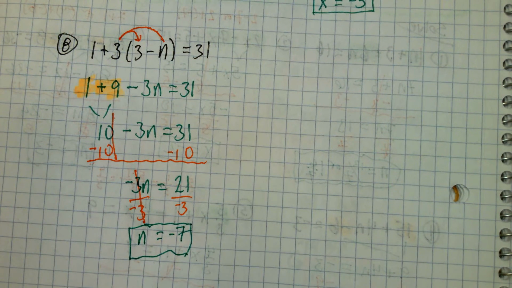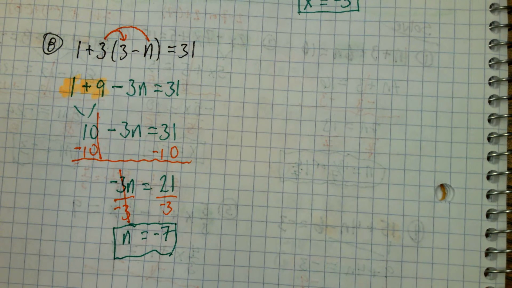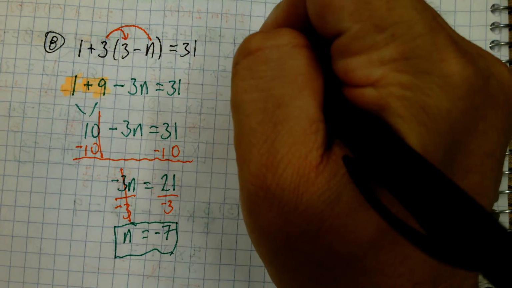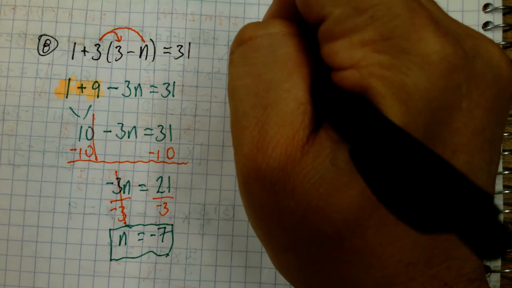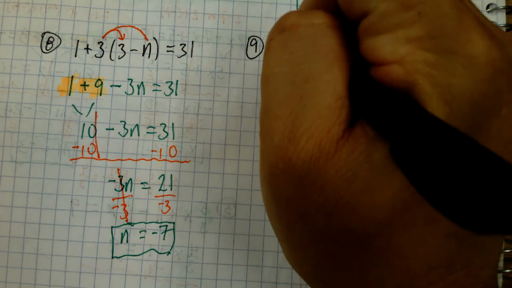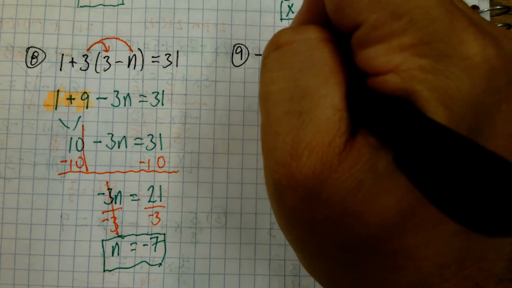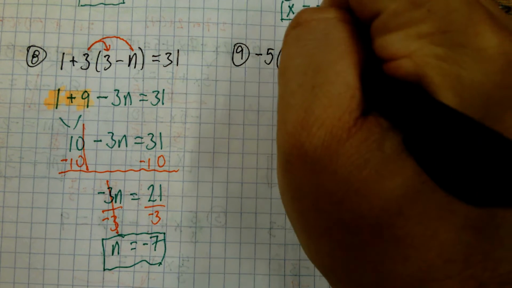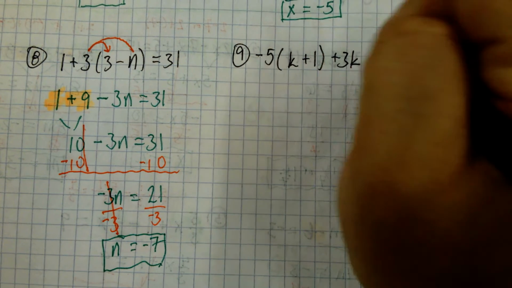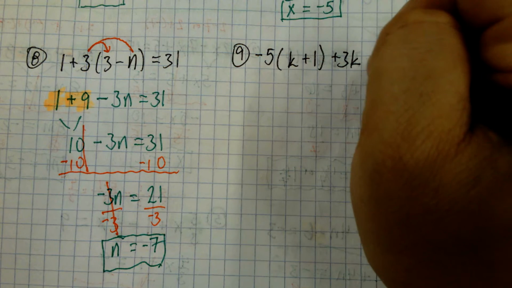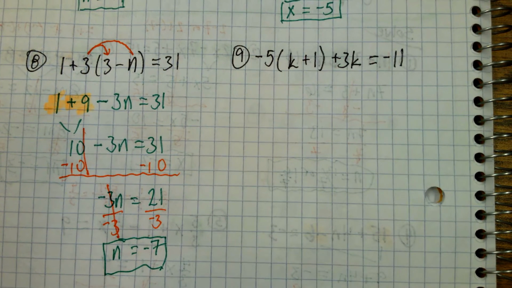All right, so we have 2 more examples just like this one, maybe a little harder. Okay. All right, number 9. So number 9 is negative 5 parentheses k plus 1 plus 3k equals negative 11. Okay, go ahead and write that down.